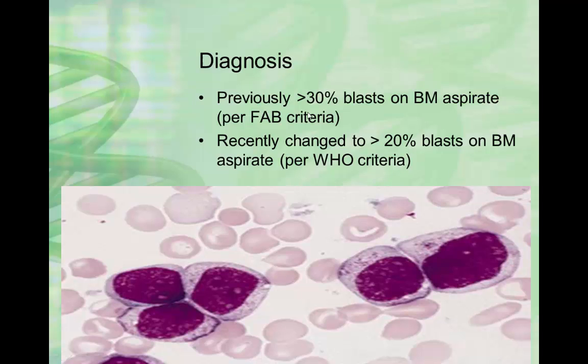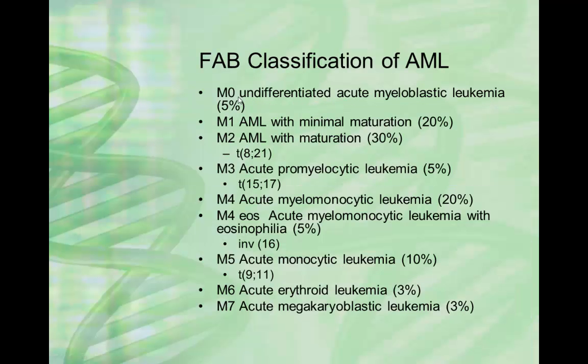If we go to the FAB criteria, which is more than 30% blasts, basically you have myelocytes at the level of 0. Basically, you have undifferentiated acute myeloblastic leukemia, which is 5%.